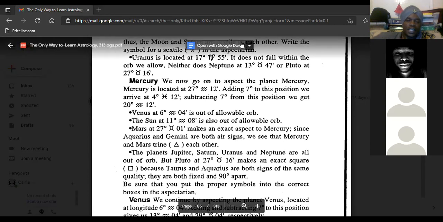Since Aquarius and Gemini are both air signs, we see that Mercury and Mars trine each other. The planets Jupiter, Saturn, Uranus, and Neptune are all out of orb, but Pluto at 27 degrees, anybody know that sign?